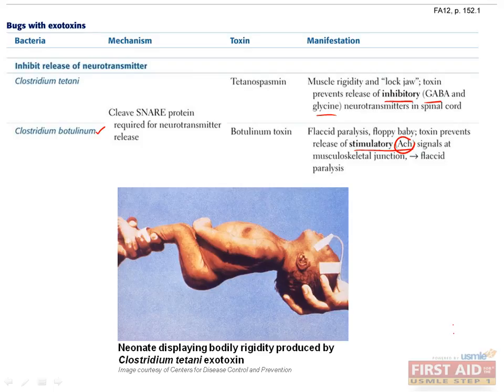Both Clostridium tetani and Clostridium botulinum toxins function by cleaving SNARE proteins, which are required for the release of neurotransmitters from the presynaptic terminal.